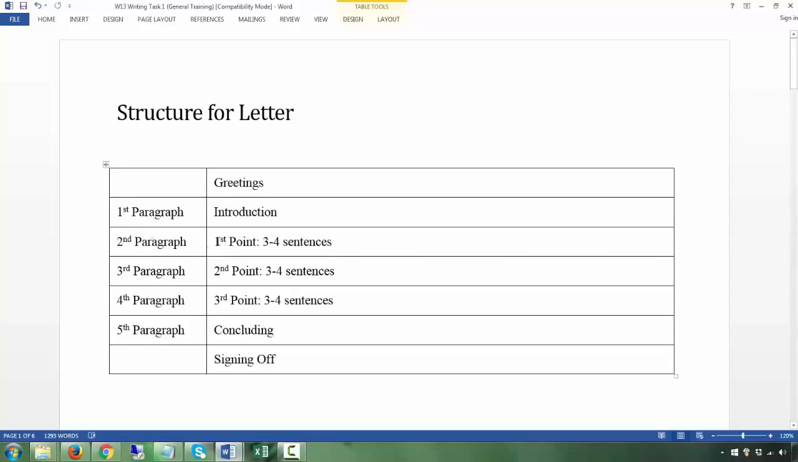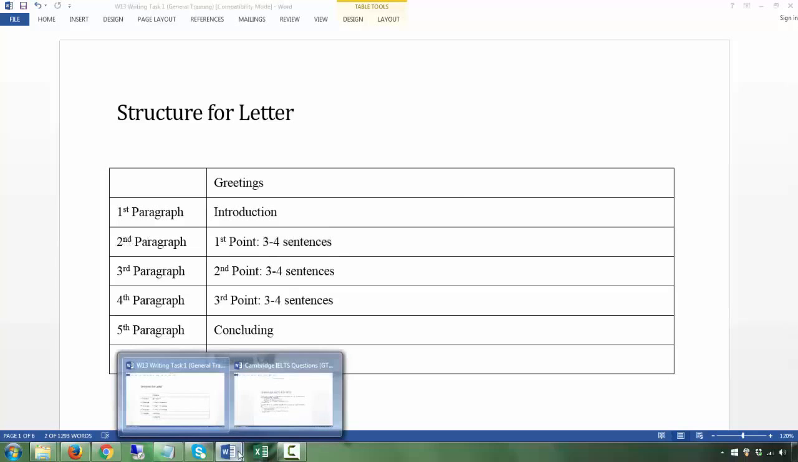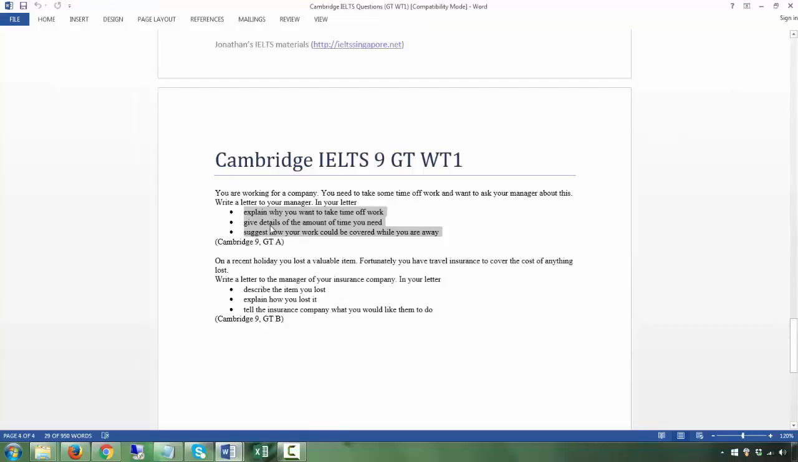So the second paragraph, you start with addressing the first bullet point. All right, the third paragraph, you address the second bullet point, and the fourth paragraph, you address the third bullet point. Okay, and each of these paragraphs, you should have about 3 to 4 sentences. So for example, say the second paragraph, you're going to address the first bullet point. It says explain why you want to take time off work. All right, so you are going to write about it. You are going to write 3 to 4 sentences. This is going to be the second paragraph. This is going to be the third paragraph. This is going to be the fourth paragraph of your letter.